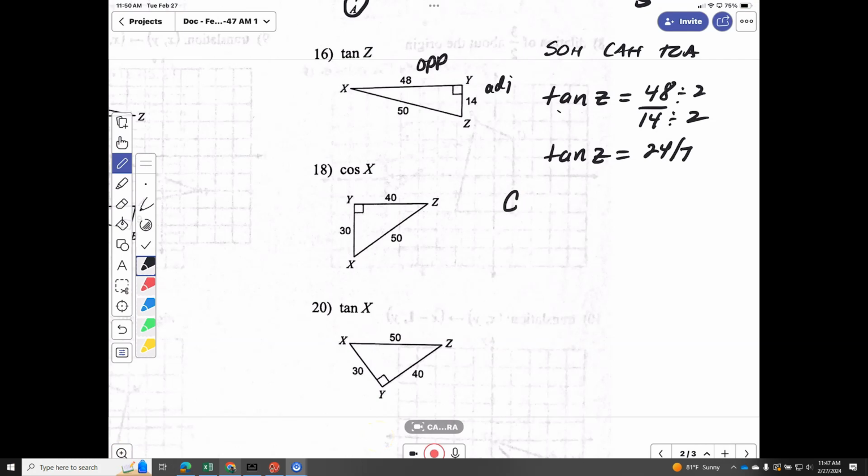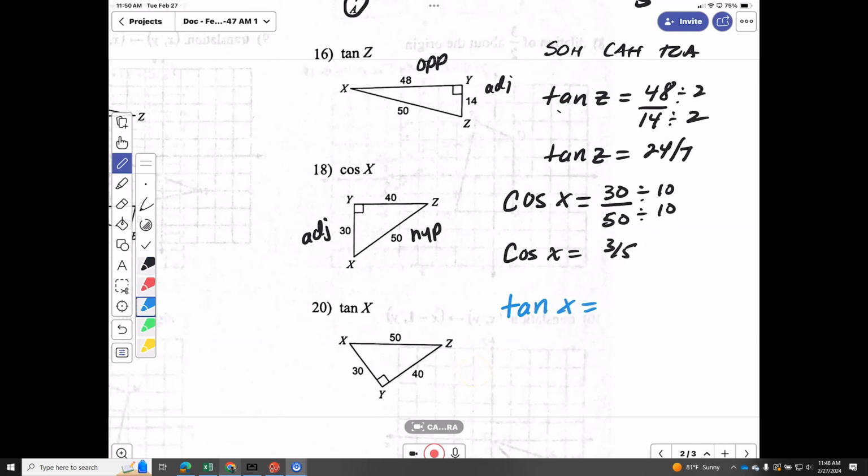18 will be cosine of X, which is adjacent over your hypotenuse. So the adjacent is 30, the hypotenuse is 50. These two are divisible by 10. So cosine of X is equal to 3 over 5. Tangent of X is going to be opposite over adjacent. So this is opposite, and this is adjacent. So opposite of X is 40. Adjacent is 30. So both of these numbers are divisible by 10. So tangent of X equals 4/3.